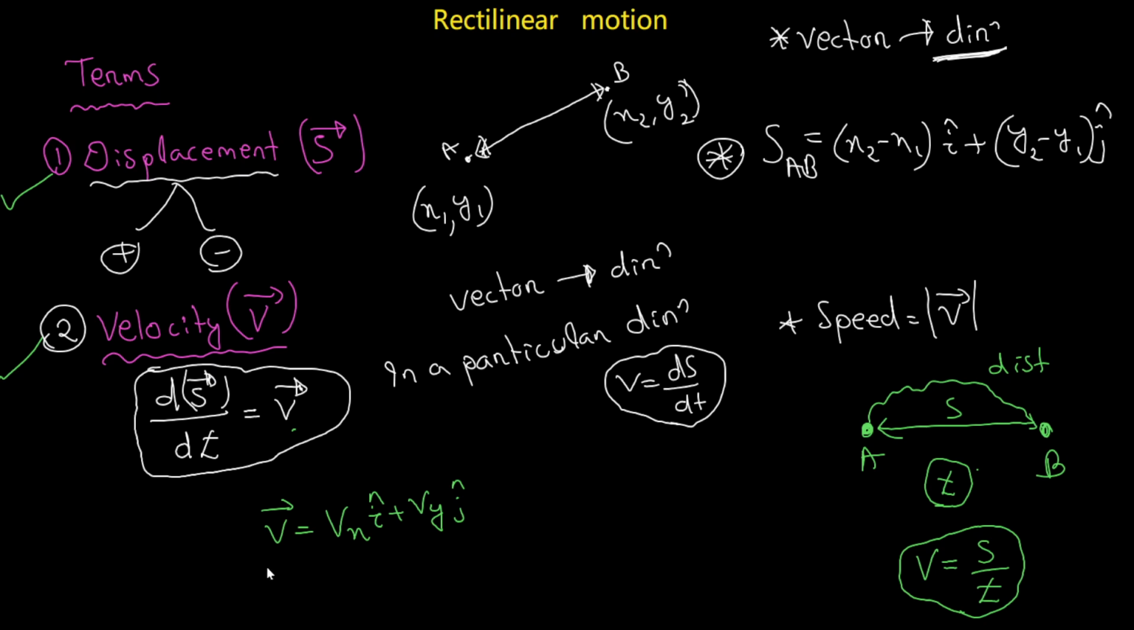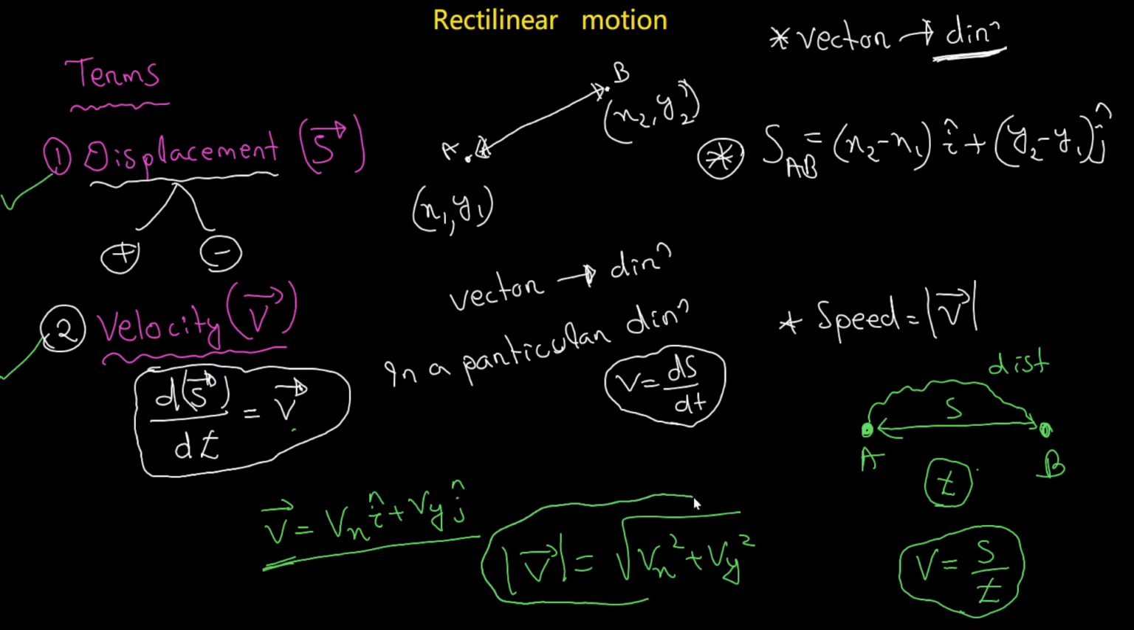Like in the first chapter, we know how to represent a vector. If you want to calculate the magnitude of the vector, it will be nothing but Vx square plus Vy square. These are the ways to calculate the velocity. If there are different direction components, that is the velocity in the direction of x and the velocity in the direction of y, in that case you can calculate the magnitude of the velocity.